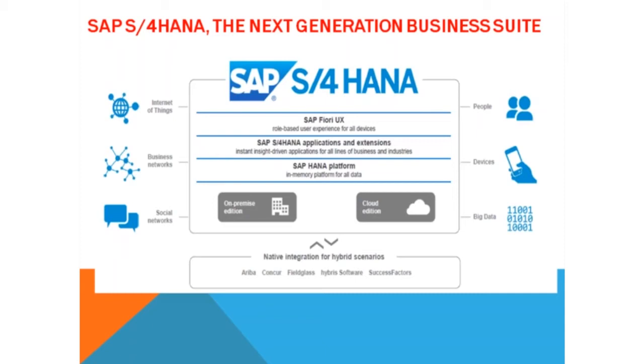As for HANA applications and extensions, they are called instant insight-driven applications for all lines of business and industry, depending on which industry you are in, how you want to use it, and what your needs are. Based on your needs and size, SAP will provide you options, and then you have to decide whether you need a 6-tier platform, and how many blades you require. That is a separate matter. The basis team looks into it in detail and will provide the sizing based on the requirement and the volume of the business.